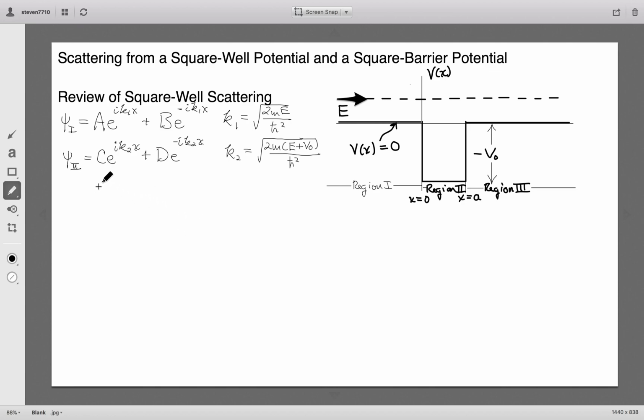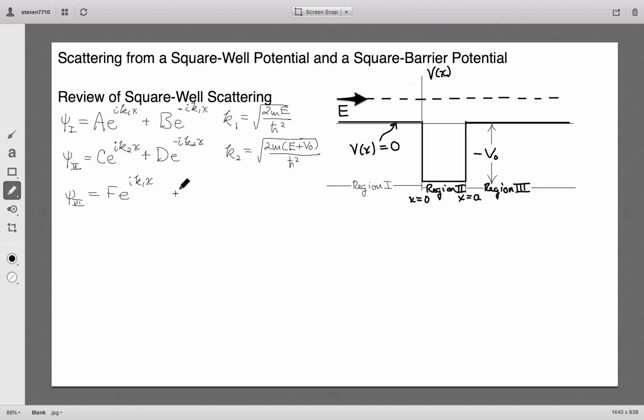All right, in region 3, we allow for only particles moving to the right, because particles would have to be incident from the right moving left to have any free particles moving left. It has the same wave number as region 1 because the energy is the same. So we give it a k1. Okay, you apply boundary conditions, right?